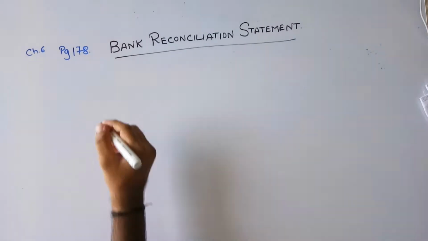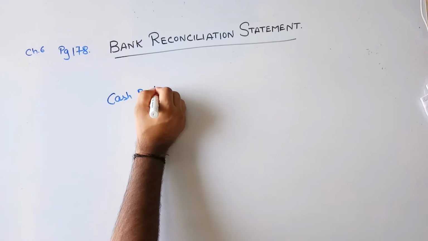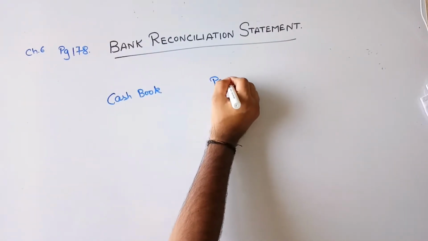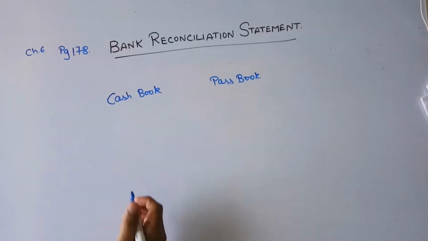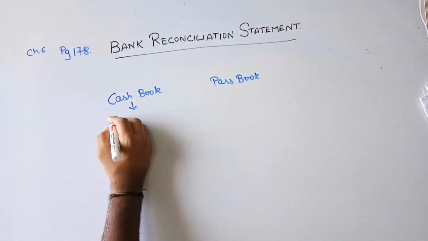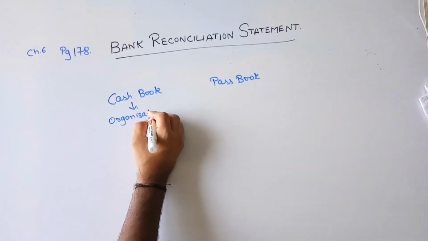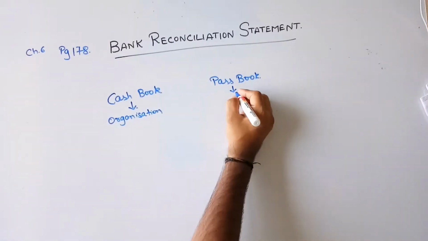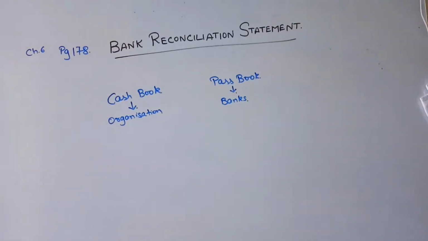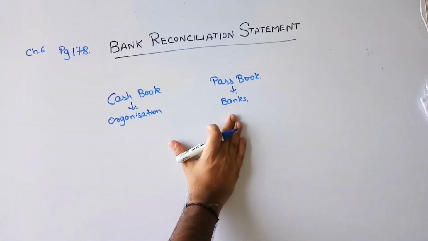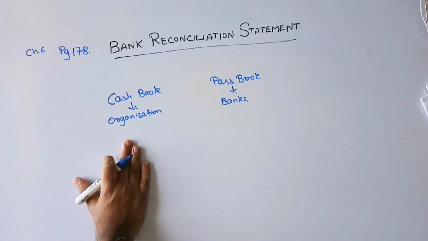If you have a cash book and a passbook, understand the major difference over here. The cash book is a book which is maintained by the organization or the business, and the passbook is the book which is maintained by the bank. Banks maintain the passbook. So can we change the passbook balances? No, we cannot change the passbook balance. But can we change the cash book balances? Yes, we can do that.